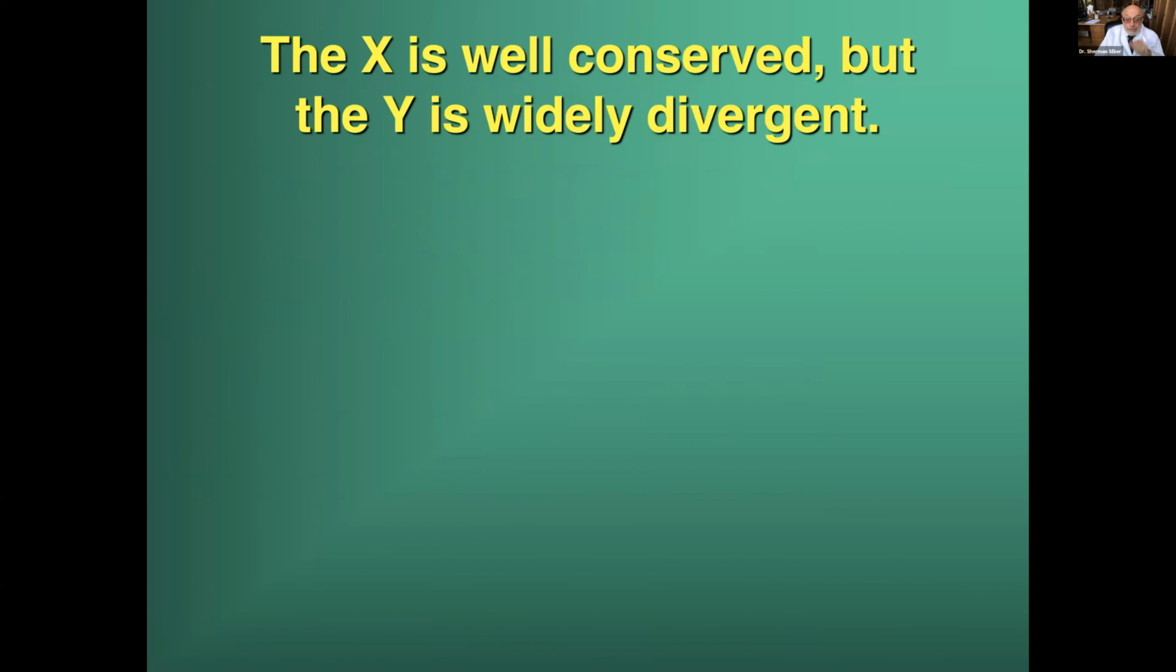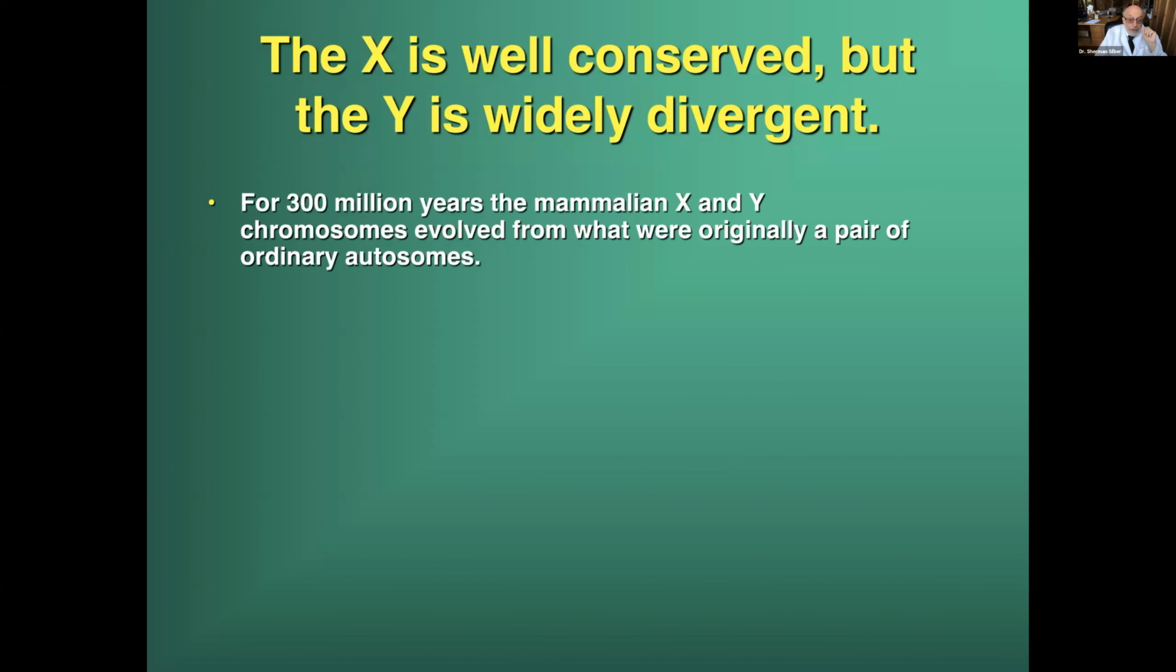And so that's happened in various animals, and it's resulted in the X chromosome being very well conserved, even though the Y is widely divergent. So there's really not much similarity between the Y chromosome in humans and even chimps and gorillas, let alone in mice or in Drosophila, or in worms.